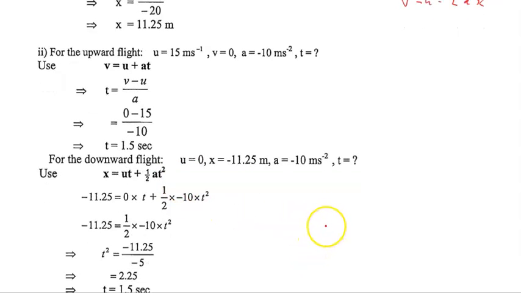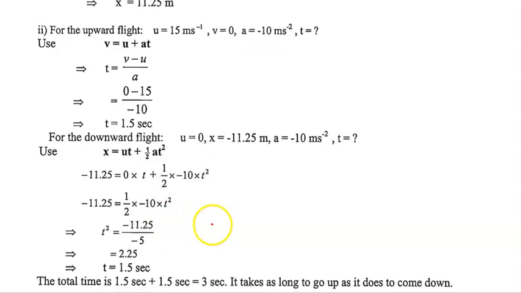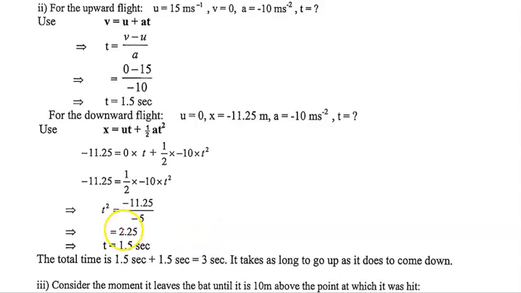But let's move on. x is minus 11.25, u is 0 times t, plus a half times minus 10 times t squared. Well, that bit drops out. Minus 11.25 equals a half times minus 10, so that's minus 5 times t squared. So that's minus 11.25 divided by minus 5, which gives us t squared is 2.25. When we take the square root for t, we get 1.5 seconds, exactly what we expected. The ball takes 1.5 seconds to go up and 1.5 seconds to come down again.